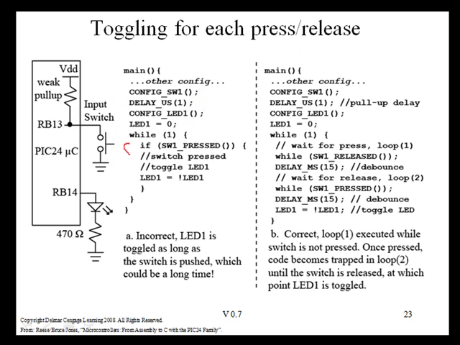So at this point, we're going to enter our infinite loop. The person who writes this code says, okay, well, I want to toggle this LED when I have a press and release of the switch.